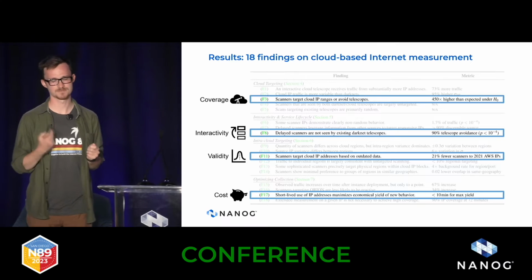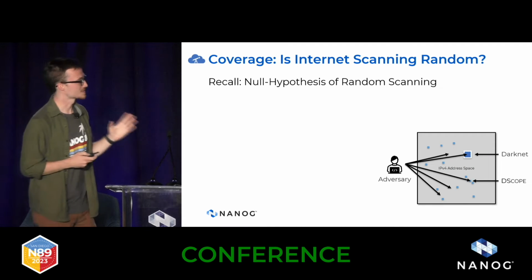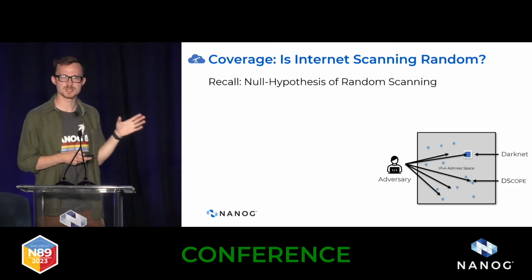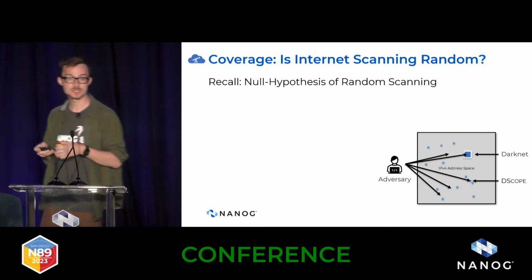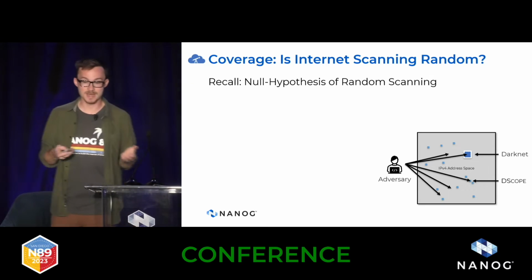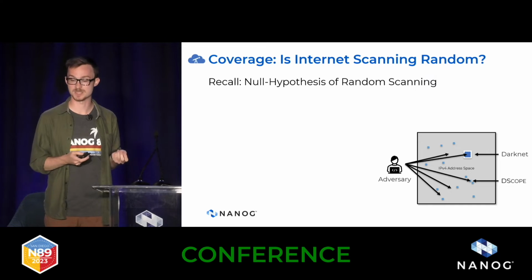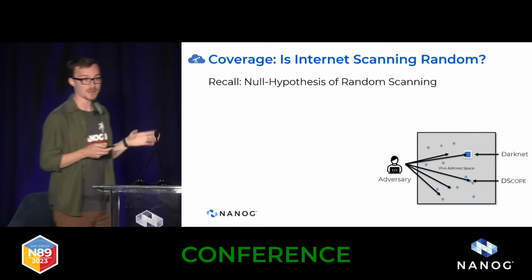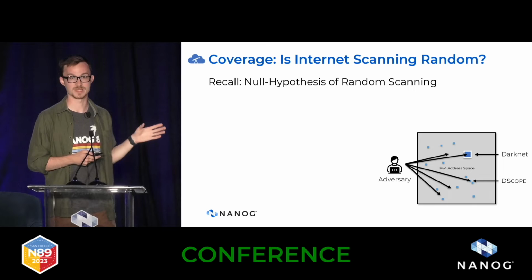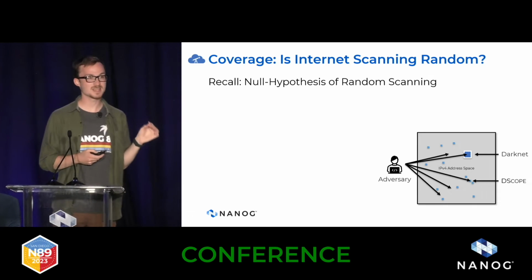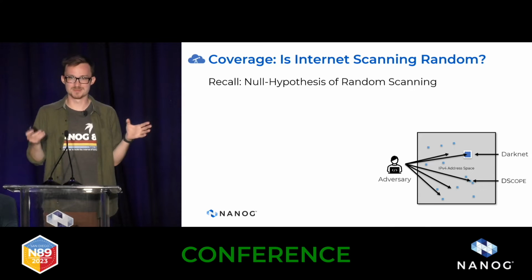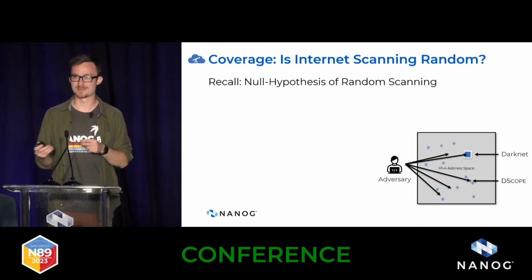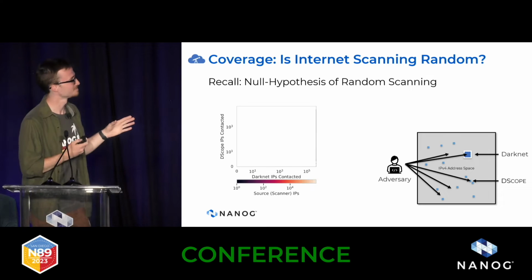Let's start with coverage. Existing telescopes primarily work under the assumption that internet scanning is random. If an adversary is scanning any IP address within the address space, the more IPs we control, the more coverage we get. Historically, this has been shown to be true in some senses. But we theorized that this might no longer be the case, and so we want to understand if internet scanning is truly random. To do this, we did some fun statistics, and we're going to phrase this as a hypothesis test. I'll give you the intuition here.